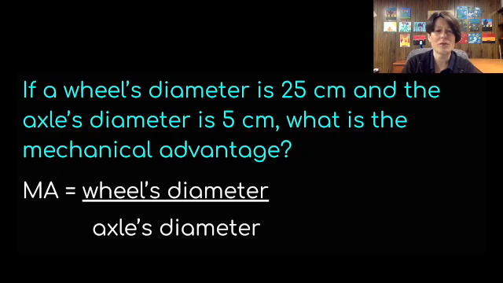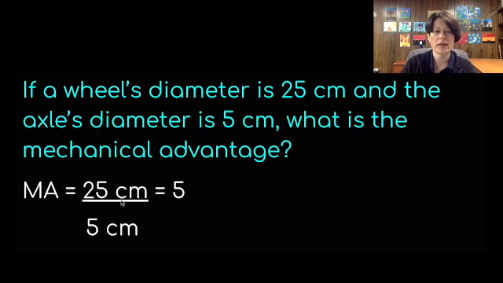And so an example of a problem is if a wheel's diameter is 25 centimeters and the axle's diameter is 5 centimeters, what is the mechanical advantage? Well, remember, we start with our equation. Mechanical advantage equals the wheel's diameter divided by the axle's diameter. We plug in our numbers, 25 centimeters for the wheel, 5 centimeters for the axle, and 25 divided by 5 is 5. Remember, for mechanical advantage, I haven't mentioned this in this video yet, but the units cancel out, so we never have a label for mechanical advantage.